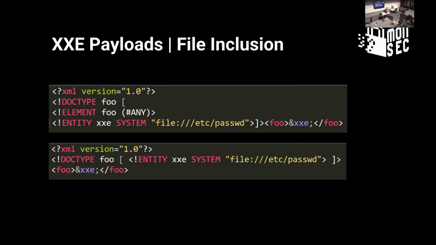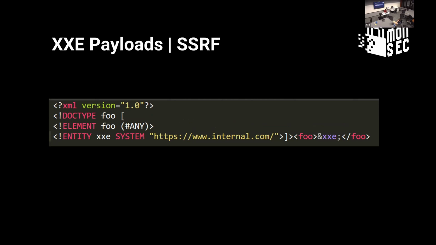Another one is SSRF, and SSRF is an attack that you do maybe on an internal server. It's similar to the one in the previous example, but this time the URL is going to be an internal server of some sort, or an API you're trying to abuse in that internal server.